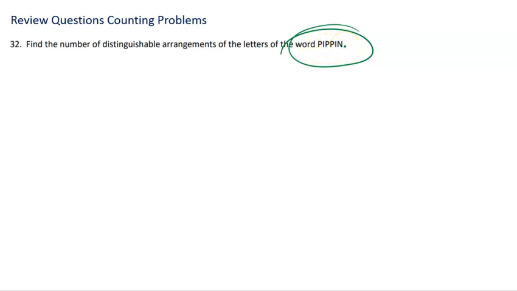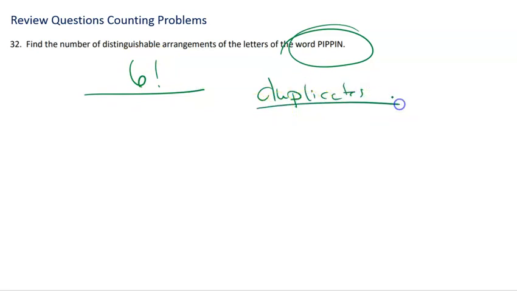So that's 6 factorial, choose 6. We're just arranging all 6 of them, and that calculation is just 6 factorial. The problem is there's duplicates. And whenever you have duplicate letters, remember you have to divide by how many letters you have.